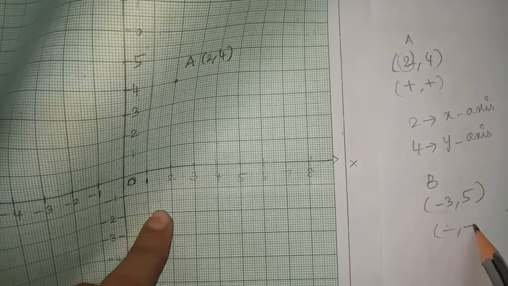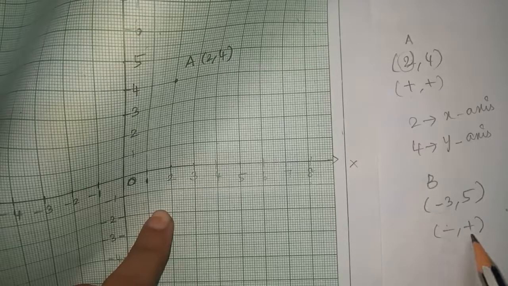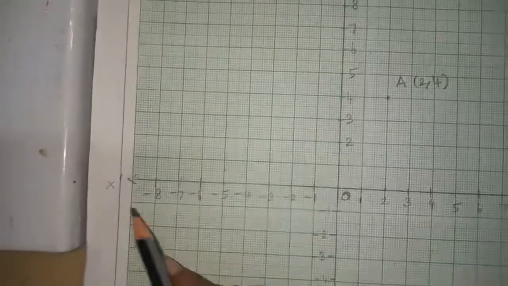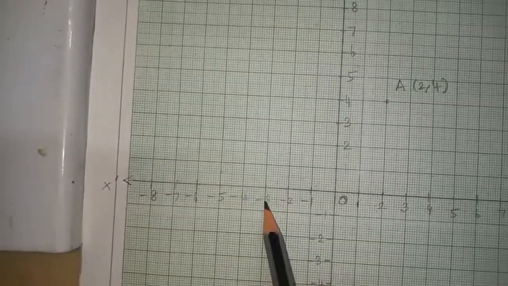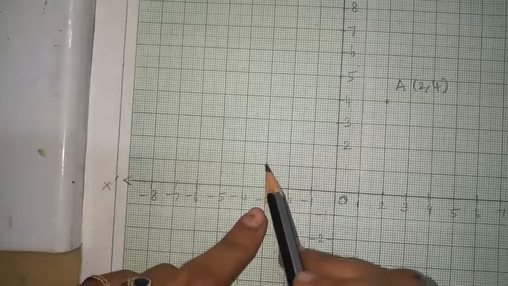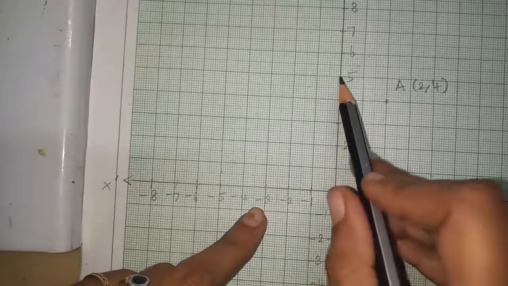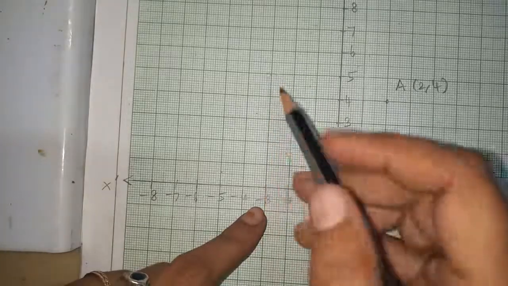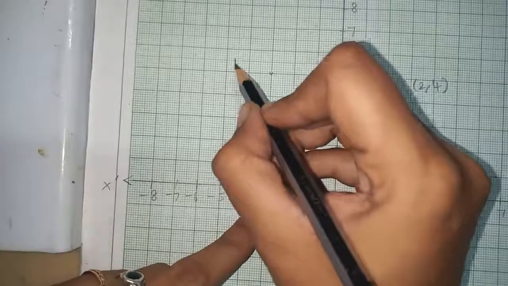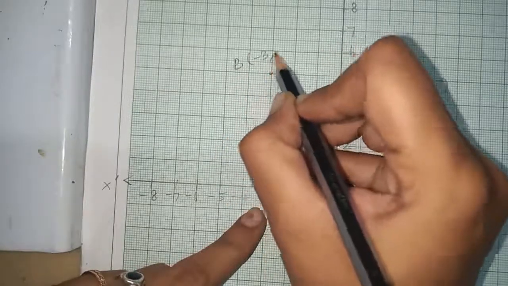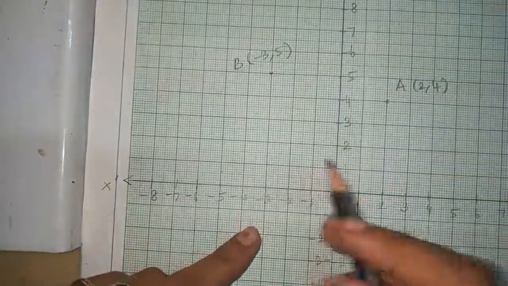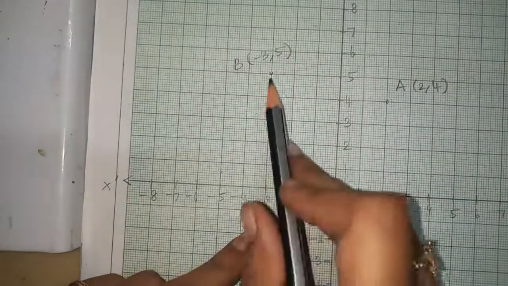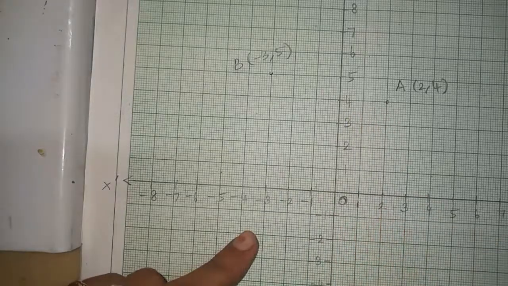So minus, plus. Negative, positive means it lies in the second quadrant. Here we can see in the x dash, this is minus 3 to 5: 1, 2, 3, 4, 5. Here you have 5 and this is the meeting point of minus 3, 5. So this is point B, minus 3, 5. The next step is you have to join those lines from minus 3 to 5 and 4 to 2.